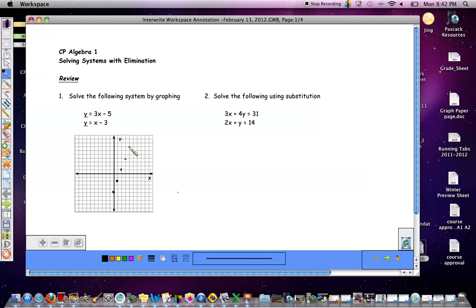Over 1, so on and so forth. Okay, we draw a line through that. Okay, and it's pretty good.